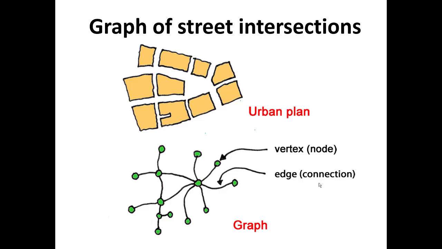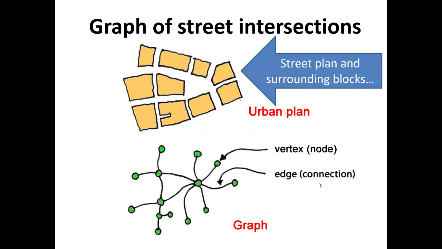With that in mind, we can say that this sort of wedge is a street plan with the surrounding blocks. So it might be that these are buildings, or they might actually be blocks that have different pieces of property on them. I like to think of them actually as buildings. Each is its own building.